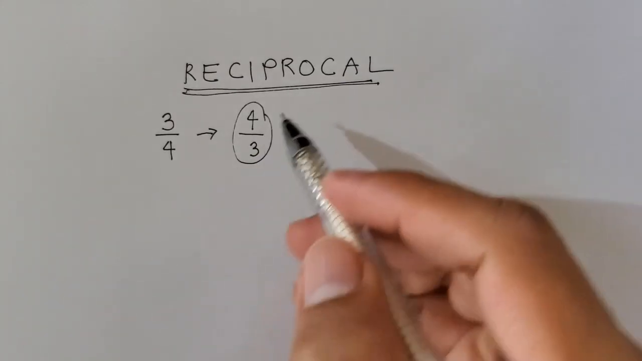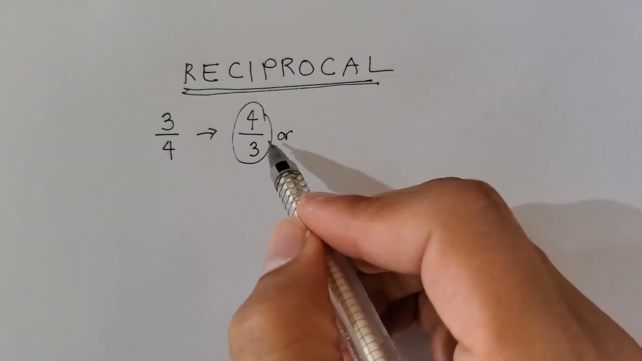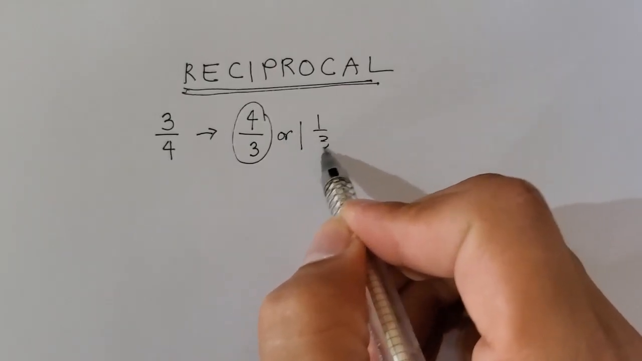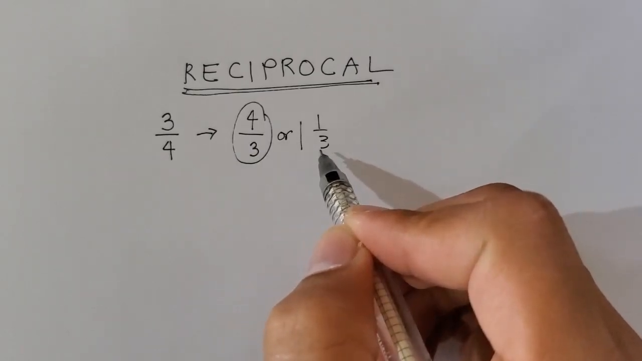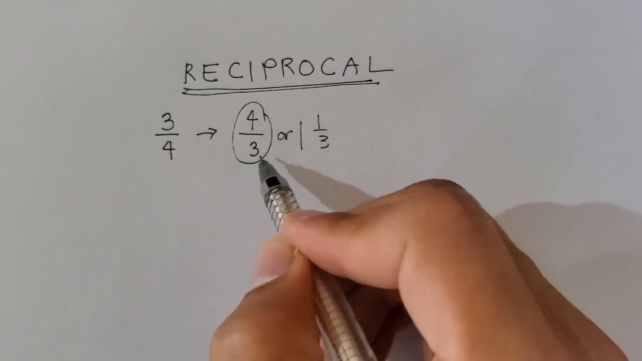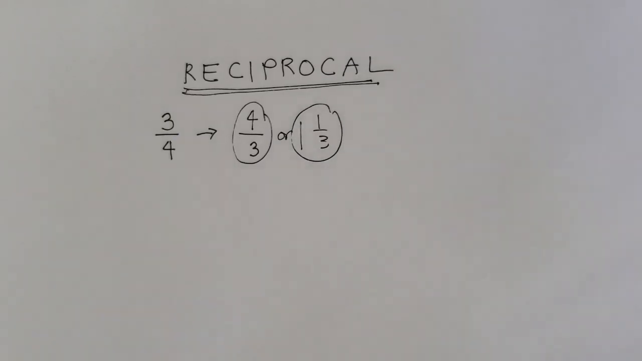However, this number could also be expressed as 1 and 1/3, because this is an improper fraction, and that could be expressed in mixed form, dividing 4 by 3, which is equal to 1 and 1/3.